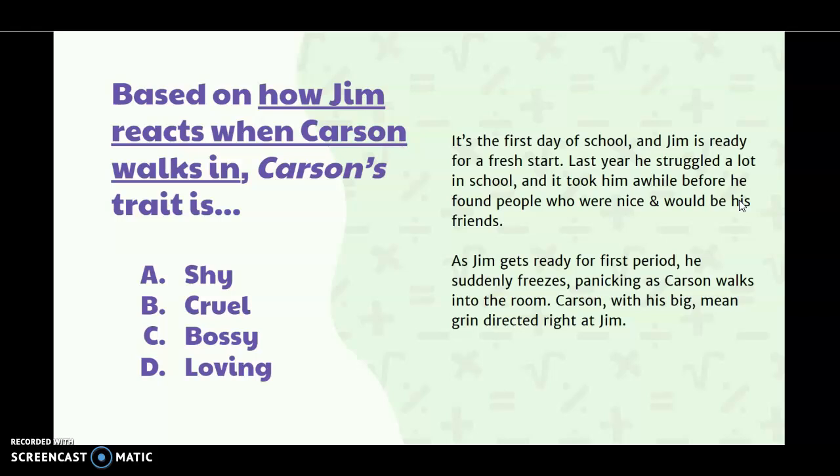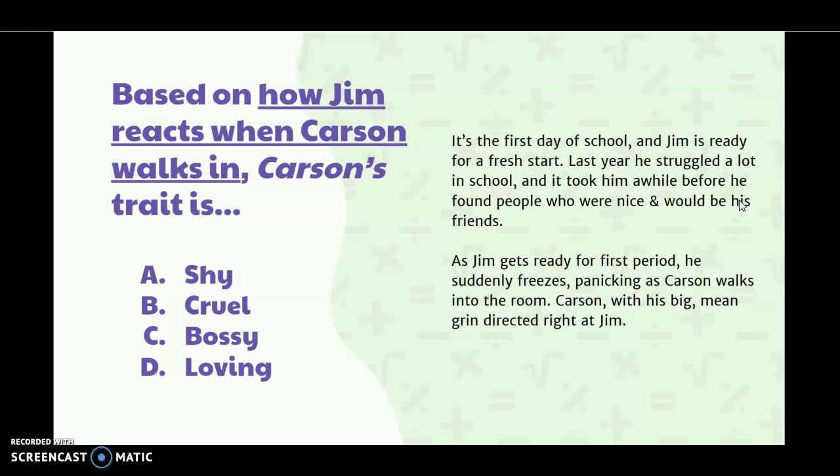It's the first day of school and Jim is ready for a fresh start. Last year he struggled a lot in school and it took him a while before he found people who were nice and would be his friends. As Jim gets ready for first period, he suddenly freezes, panicking as Carson walks into the room. Carson, with his big, mean grin, directed right at Jim.